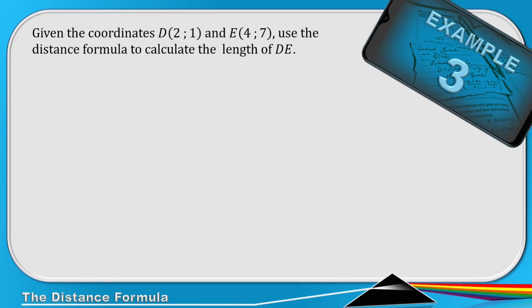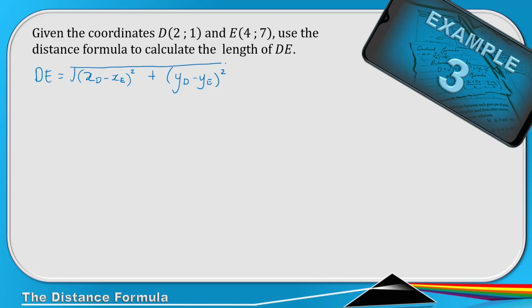Now, for example 3, it says given the coordinates D (2, 1) and E (4, 7), use the distance formula to calculate the length of DE. So I'm going to write down the distance formula. DE is equal to the square root of x of D minus x of E, all squared, plus y of D minus y of E, squared.